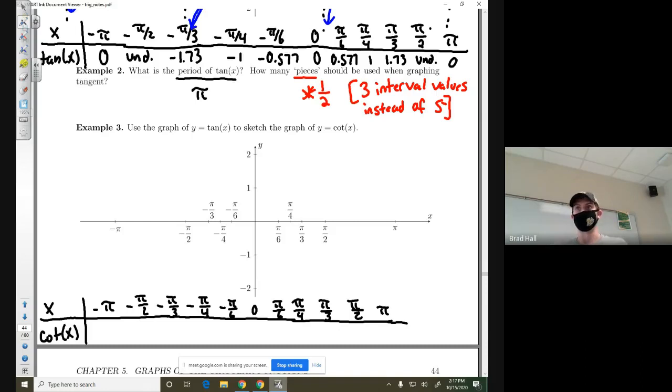We don't really need the calculator for this because all we have to do is take the above corresponding values and flip them. Well, I want to figure out negative pi, for example. For negative pi, we take 0 and we reciprocate it. So instead of 0 divided by 1, it's 1 divided by 0. That's undefined. So that means here we're going to get an asymptote at negative pi.